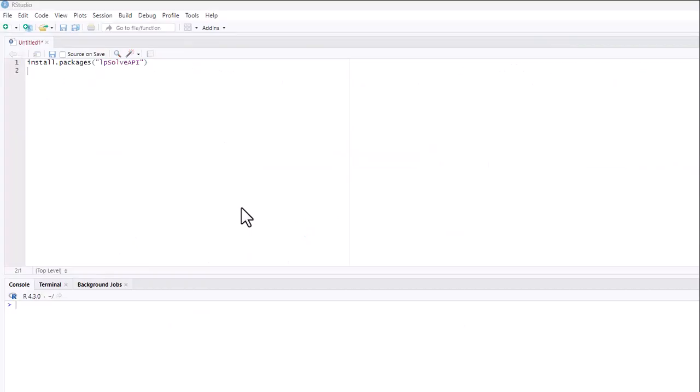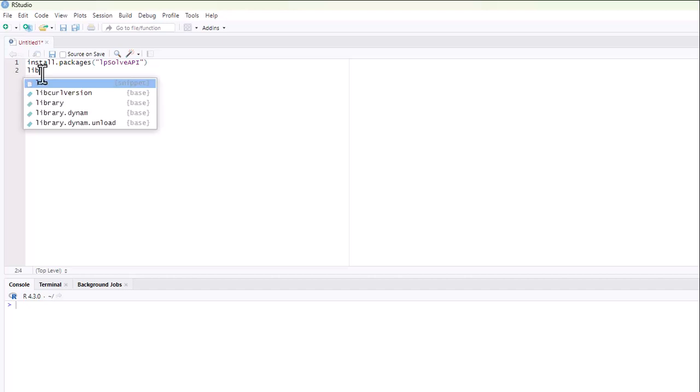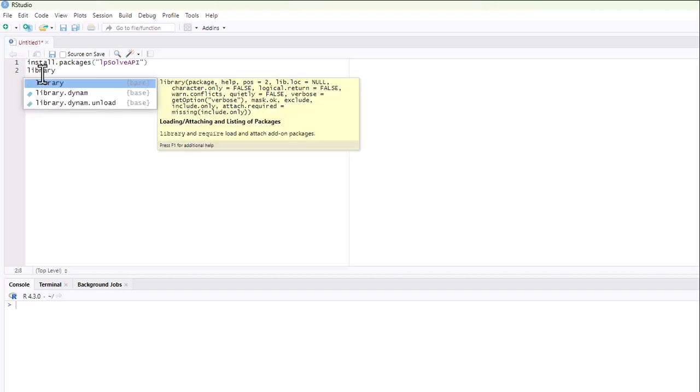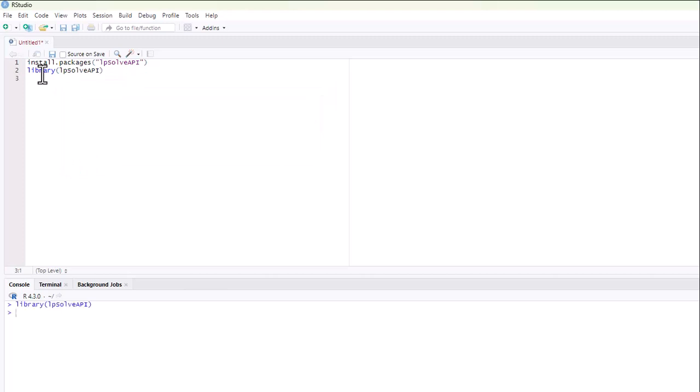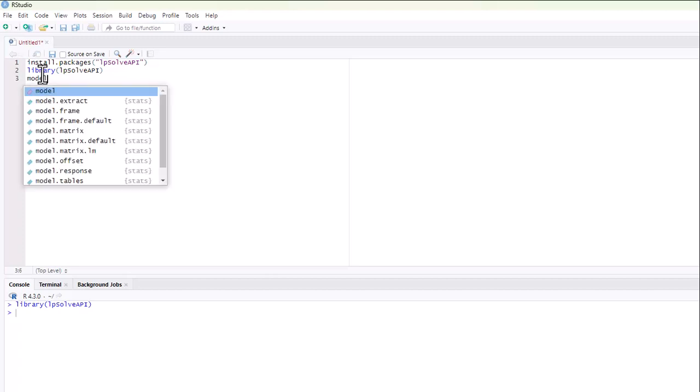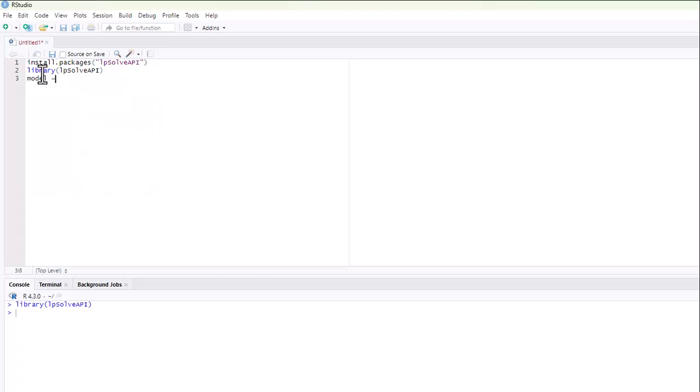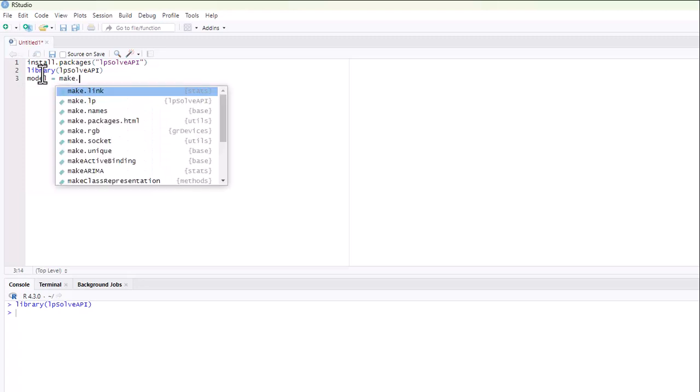After coming to RStudio, the first thing we are going to do is install a package called lpSolveAPI. I'm using this to perform my linear programming model. It's up to you, you can use any package, just making sure that it's completely installed. So yes, it is. And then we will start making a linear programming model. So I'm assigning it as a model. You can name your model anything you want.